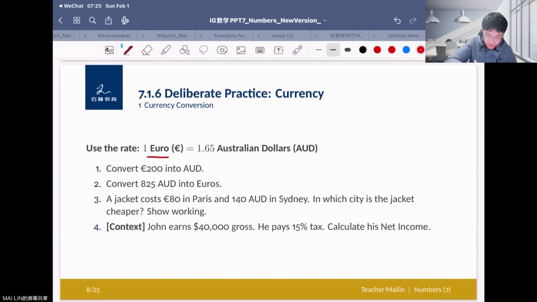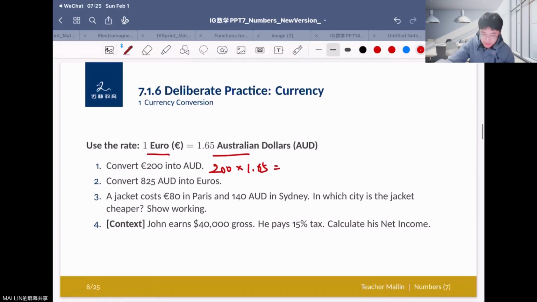It says, here's a rate for euro to Australian dollars. First is to convert 200 euro into Australian dollars, right? So for this problem, you can just multiply by the ratio, 200 times 1.65, right? So the answer is 1.65 times 200. I guess it's 330, right? 330. And that is for AUD, Australian dollars.